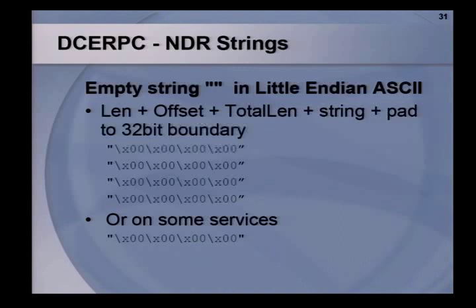A number of other services in DCERPC land will just send 4 bytes of null, saying, hey, my length is 0, so just skip it. So you have to know which version of the MIDL compiler they used to know how they're marshaling a null string, because most services you're not actually going to expect seeing a null. So the developers never hit the differences between the different MIDL compilers.